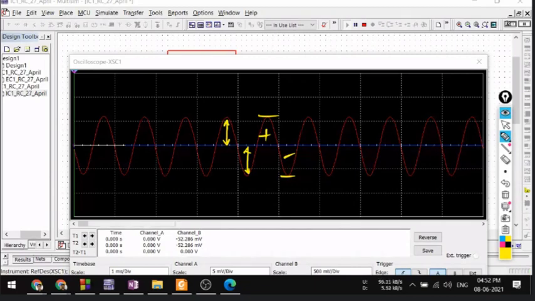Now it's your turn. You can turn on the mic and tell me, so that I don't have to look at the chat box. Is the positive peak almost equal or not, student?